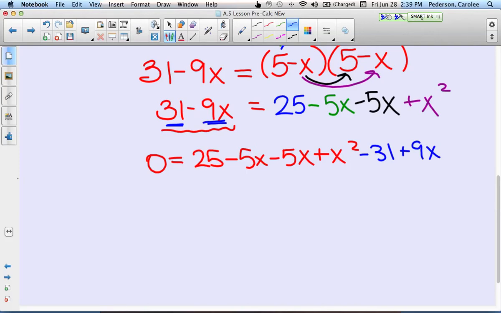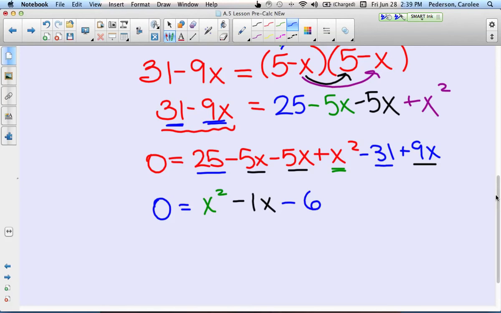Standard form means take your highest term down to your lowest term, your constant. So I have 0 equals, my highest term in this polynomial is my x squared. Then I have 3 like terms with the x's. I have negative 5x and negative 10x, plus a 9x is negative 1x. And then we have some constants that are alike. We have 25 minus 31, which is negative 6.